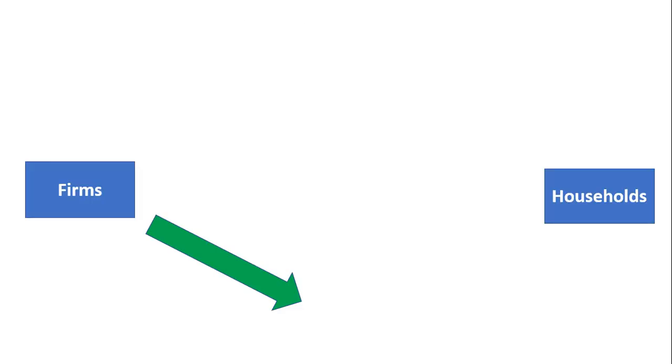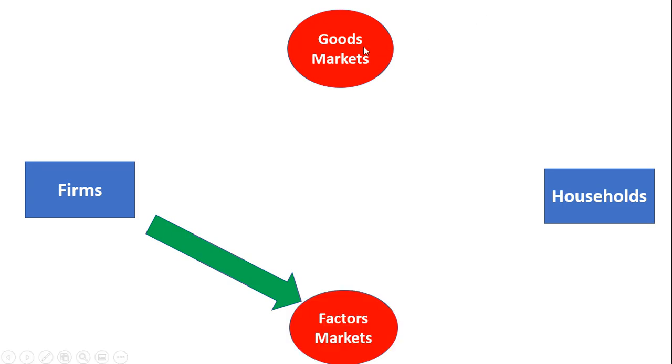So now let's look at the diagram. So like I said, there are two main actors here, firms and households. Firms produce goods and services, and these firms and households interact in two markets: goods markets, factors markets. So this would be the market for cars, clothing, entertainment, so on, housing. And in the factors market, this is where labor services, land, capital gets traded.